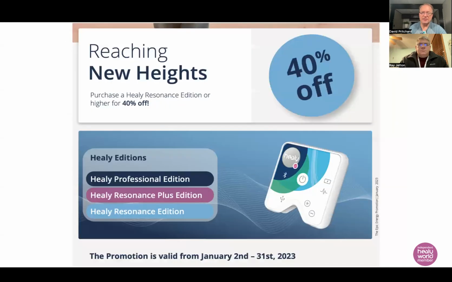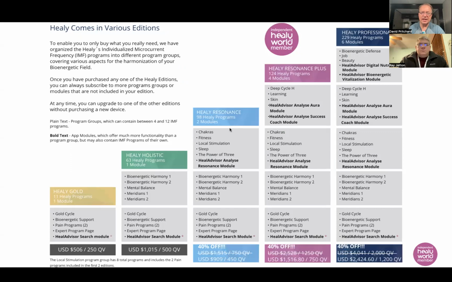Now let's look at this discount they're doing right now for the month of January. It's 40% off the top 3 editions. So the Resonance, Resonance Plus, and Professional. That's until the end of January. So now you can see the 40% off price. The Resonance is only $909. It's actually cheaper than the holistic. So don't buy a holistic.